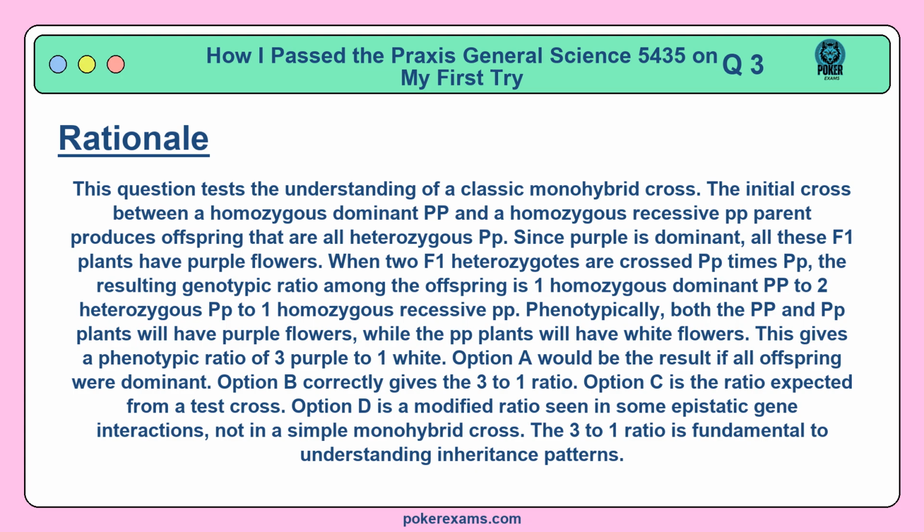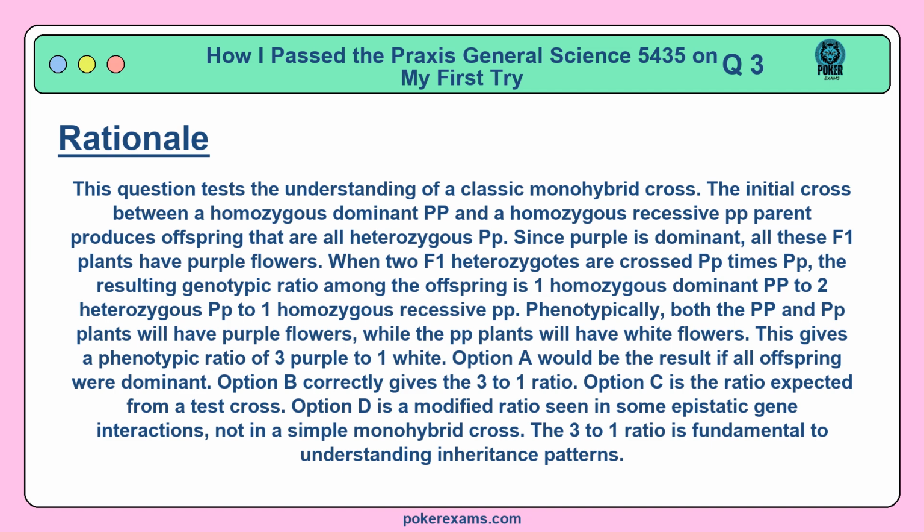When two F1 heterozygotes are crossed, Pp times Pp, the resulting genotypic ratio among the offspring is 1 homozygous dominant PP to 2 heterozygous Pp to 1 homozygous recessive pp. Phenotypically, both the PP and Pp plants will have purple flowers, while the pp plants will have white flowers. This gives a phenotypic ratio of 3 purple to 1 white.